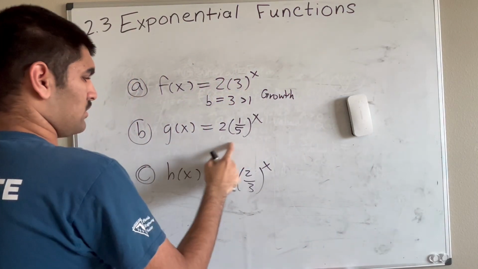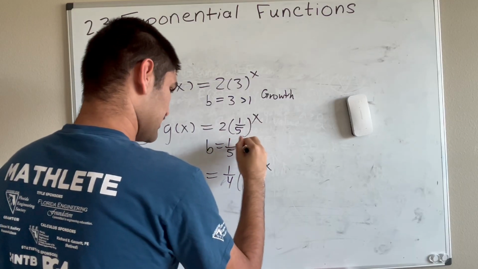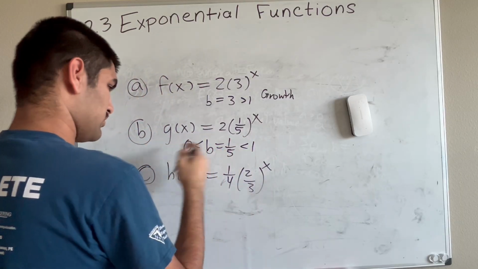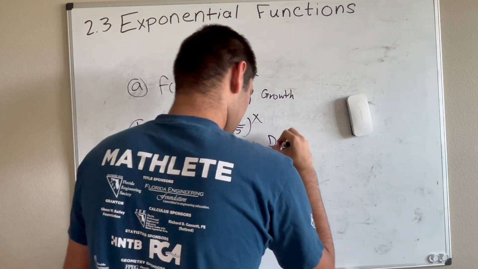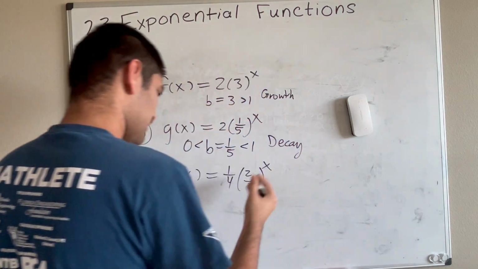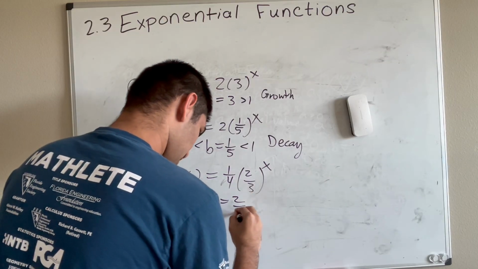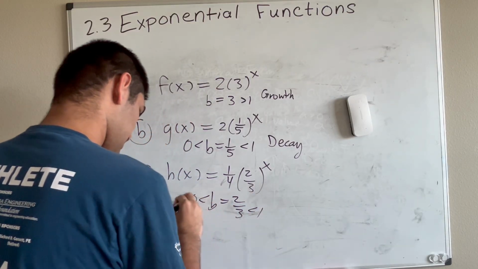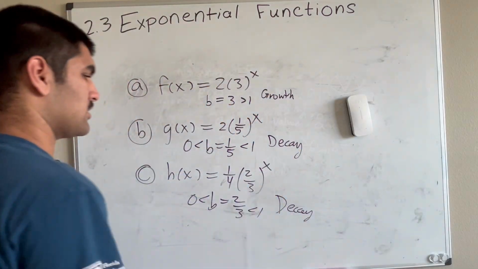For this one, b is equal to 1/5. And that's less than 1, so it's between 1 and 0. And that means that it has to be decay, right? And then for this one, same thing, b is equal to 2/3. And that's between 0 and 1. So that means it has to be decay. So as you can see, it's pretty easy stuff.